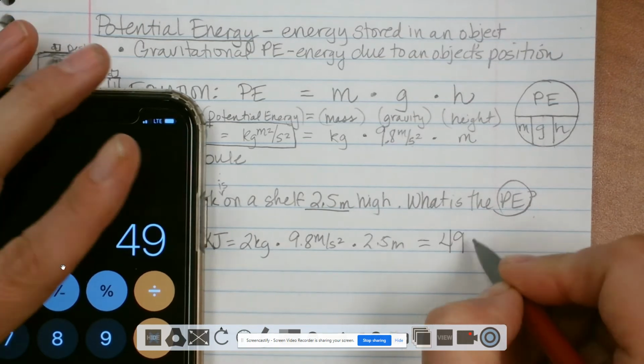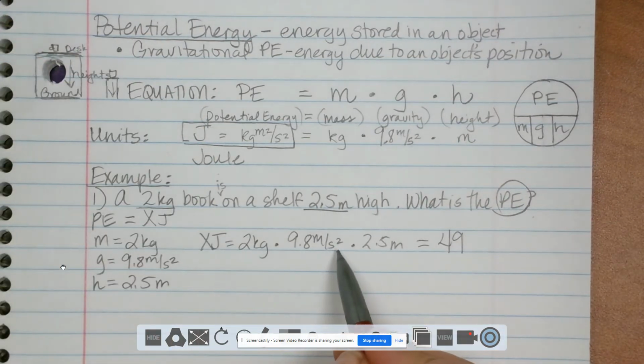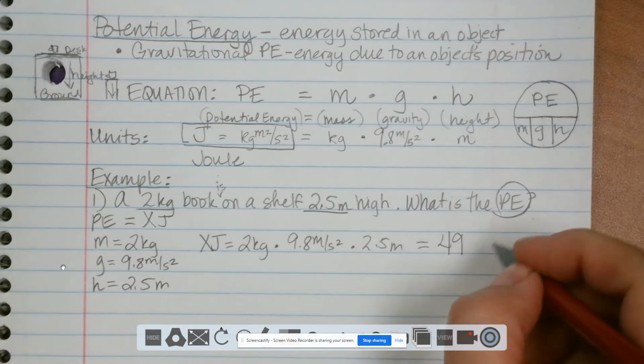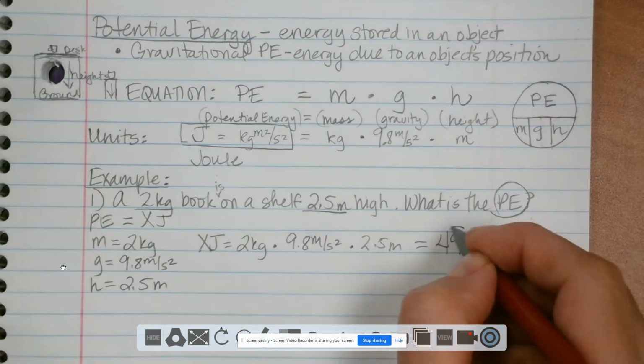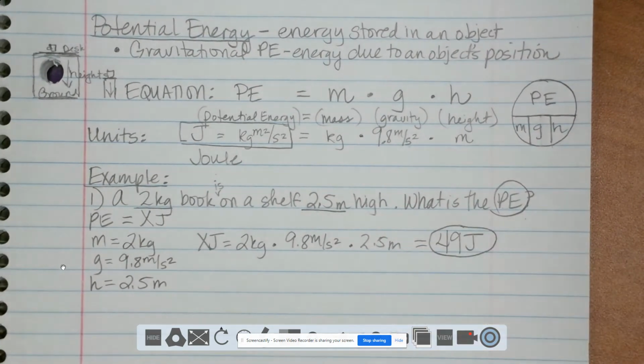And remember, it's kilograms meters per second squared times a meter, or what we call a joule. So we don't have to say kilograms meters squared per second squared. We say a joule. And there we go. Pretty simple, right? Okay, so let's try another one.